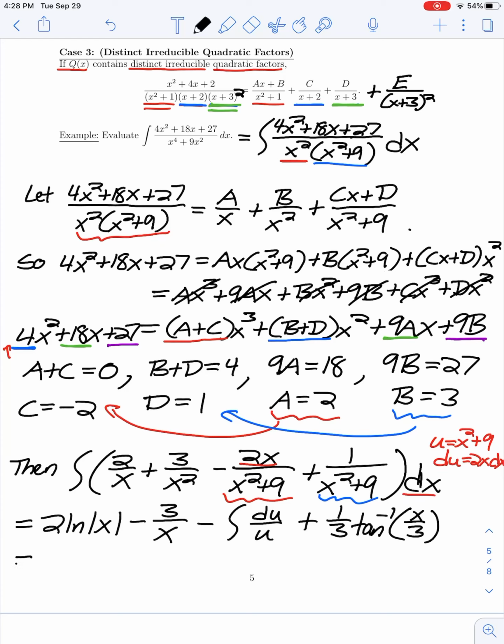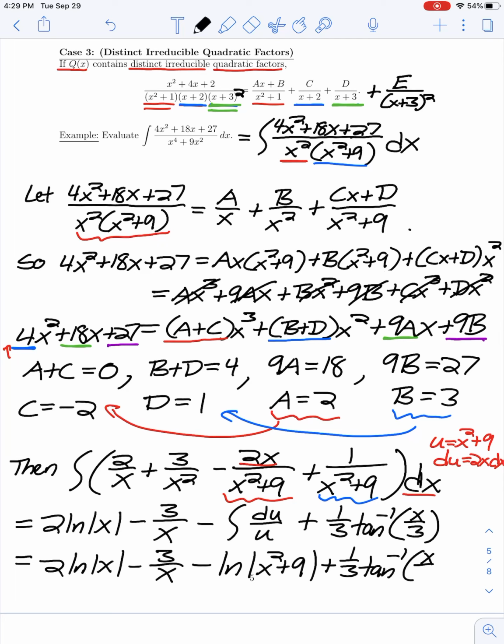And so when I evaluate my third term, the integral involving u, I would have the following. That would have an antiderivative of negative natural log of absolute value u, which we had as x squared plus 9, then plus my 1/3 arctangent of x over 3. And since this was an indefinite integral, we can't forget the plus c term on the end.